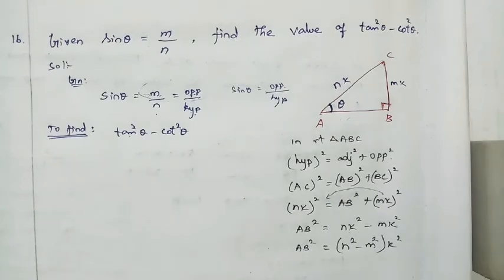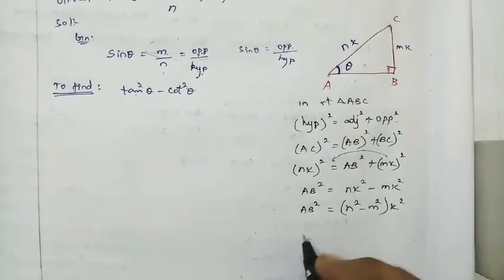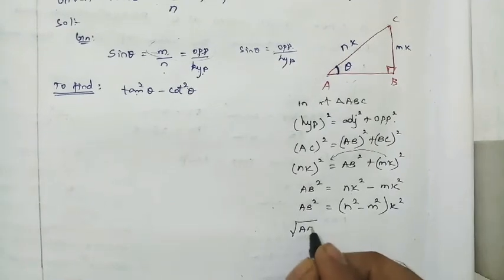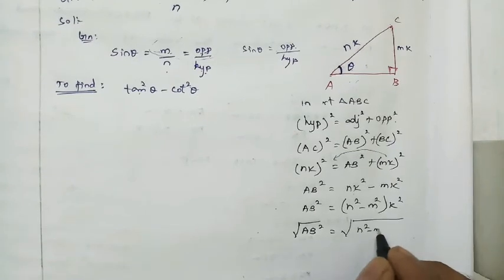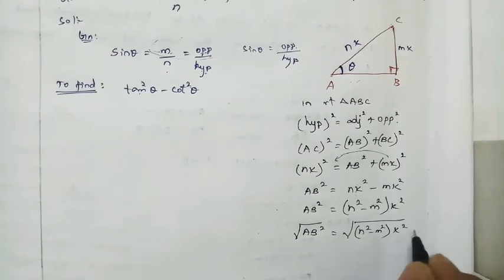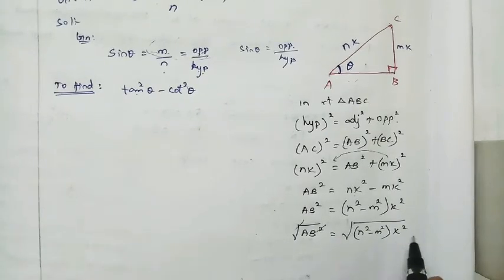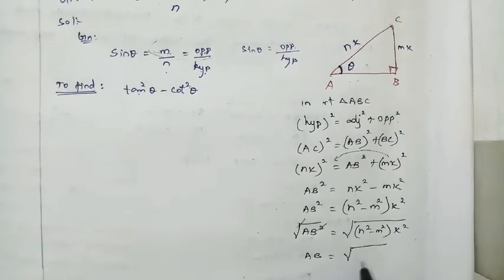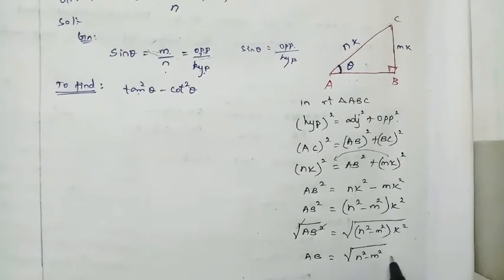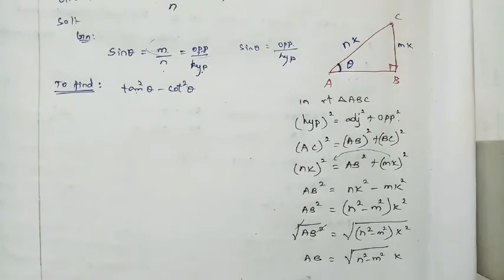Now you can take a square root on both sides. Square root of AB square is equal to square root of N square minus M square into K square. Here the square root will get cancelled for K square alone. So AB is equal to square root of N square minus M square, into K. K won't come into the root; it will be outside, because the square root of K square gets cancelled.